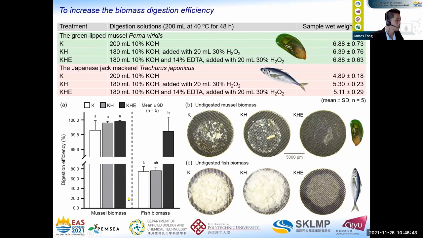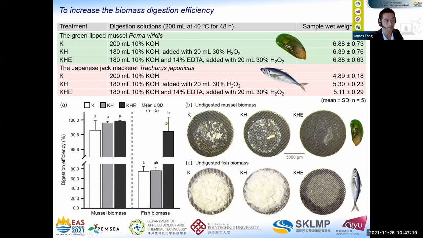Here are the results. We look at the mussel biomass. All three types of treatments did well to digest the biomass of mussel. The digestion efficiency is higher than 99.9% in terms of dry weight. When we look at the fish biomass, the digestion efficiency is much improved when we add EDTA in the KHE treatment, increased by more than 20%.